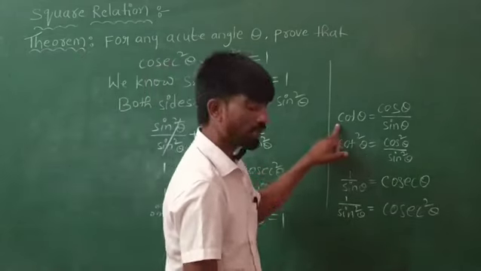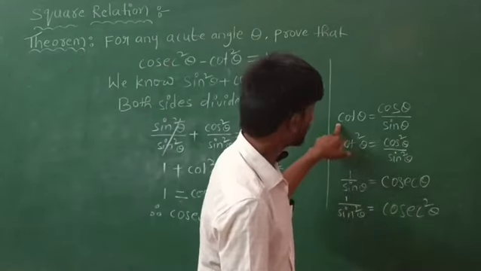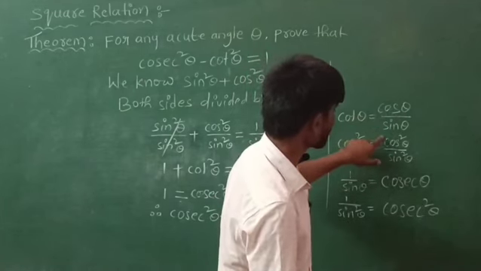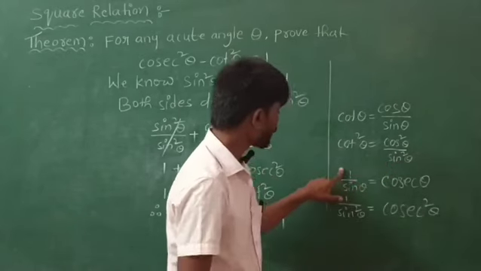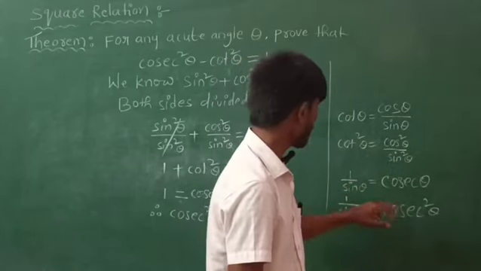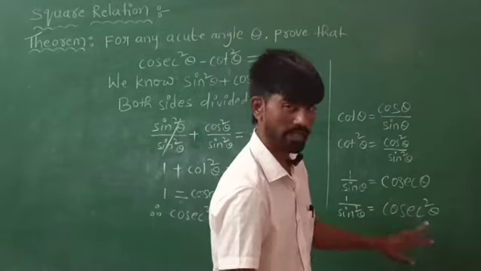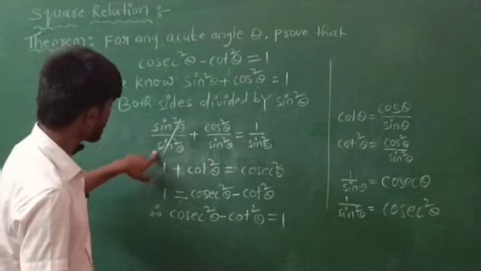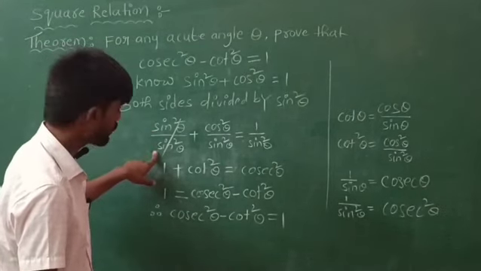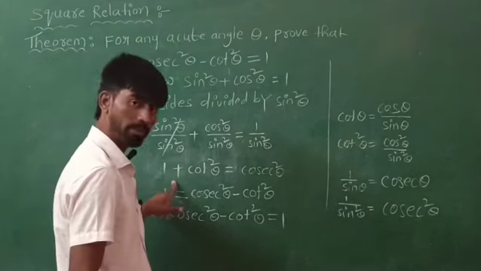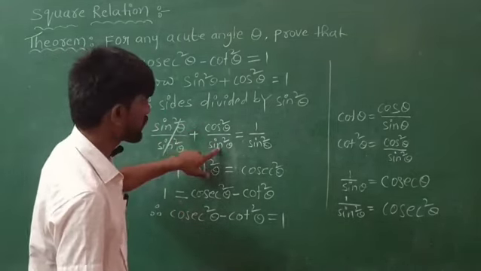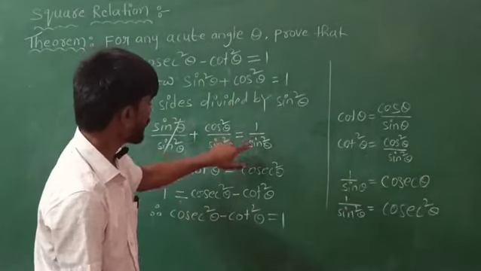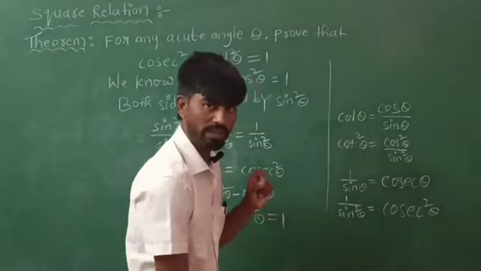Before going further, we need to know some trigonometrical ratios. Cot theta is equal to cos theta by sin theta, so cot square theta is equal to cos square theta by sin square theta. 1 by sin theta is equal to cosecant theta, so 1 by sin square theta is equal to cosecant square theta. Here sin square theta by sin square theta, numerator and denominator are the same, so I am writing 1, and I keep the plus symbol. Cos square theta by sin square theta is equal to cot square theta, and 1 by sin square theta is equal to cosecant square theta.